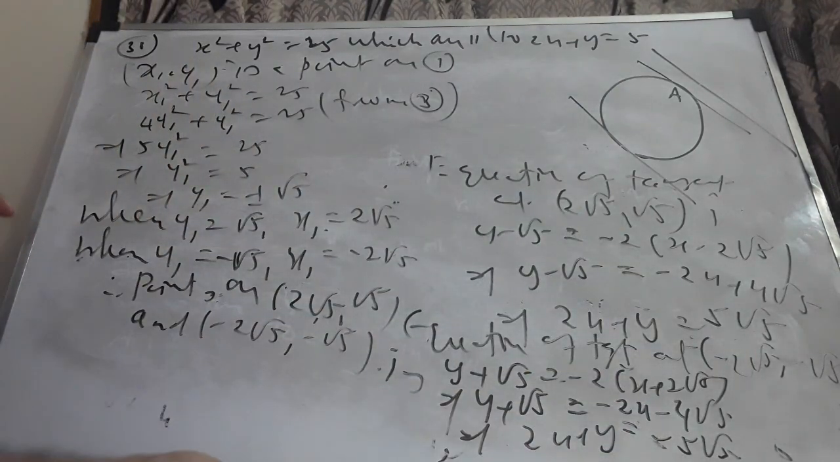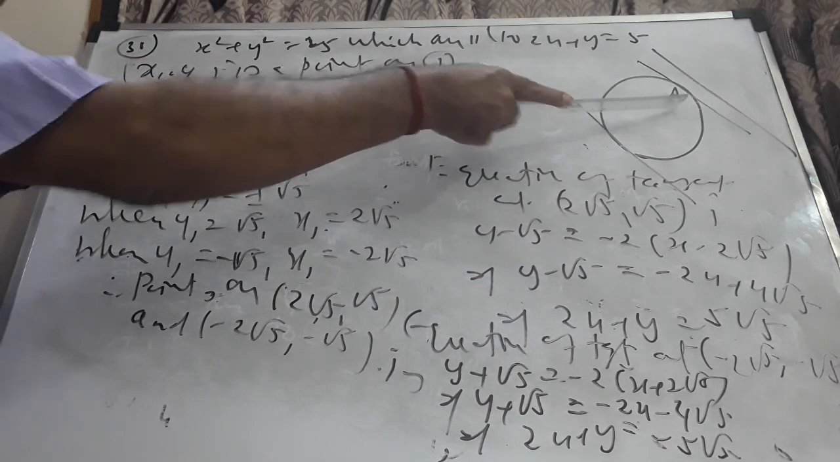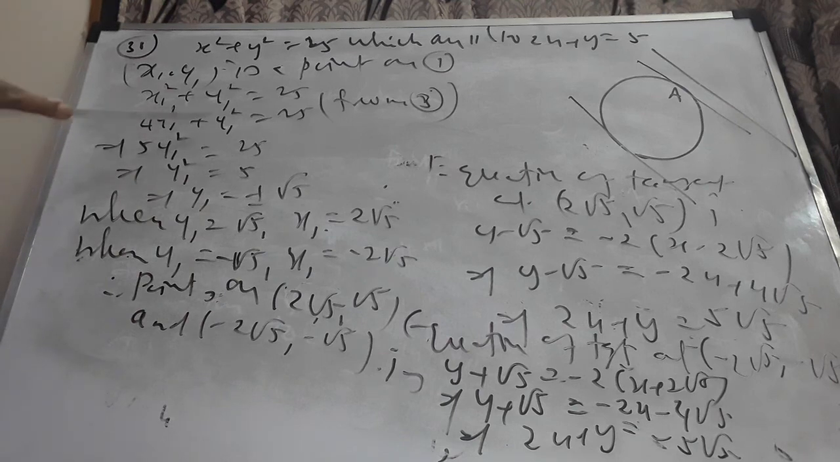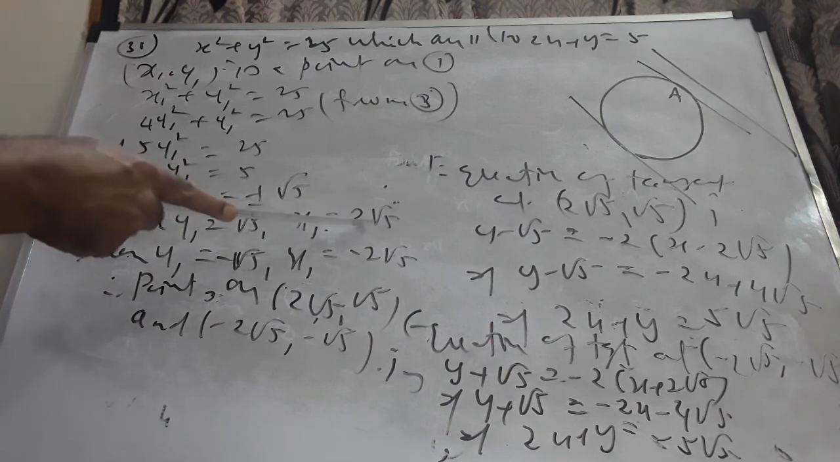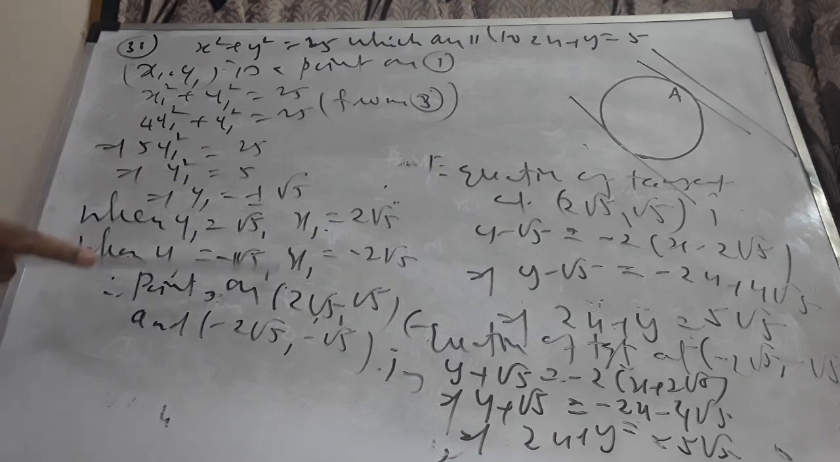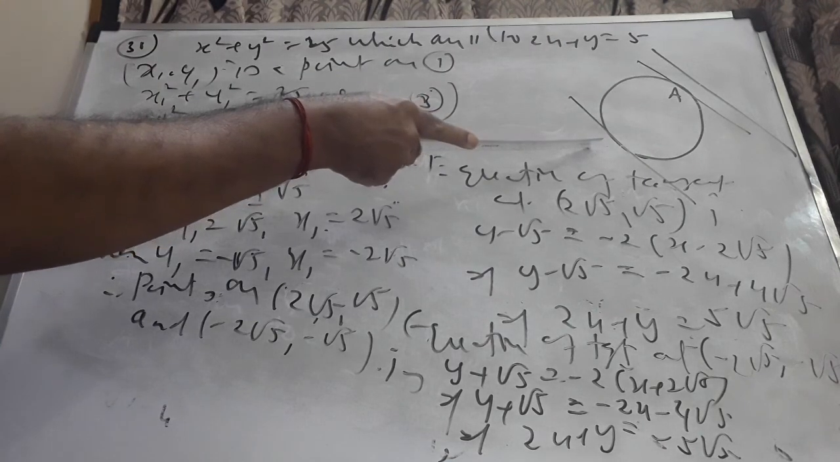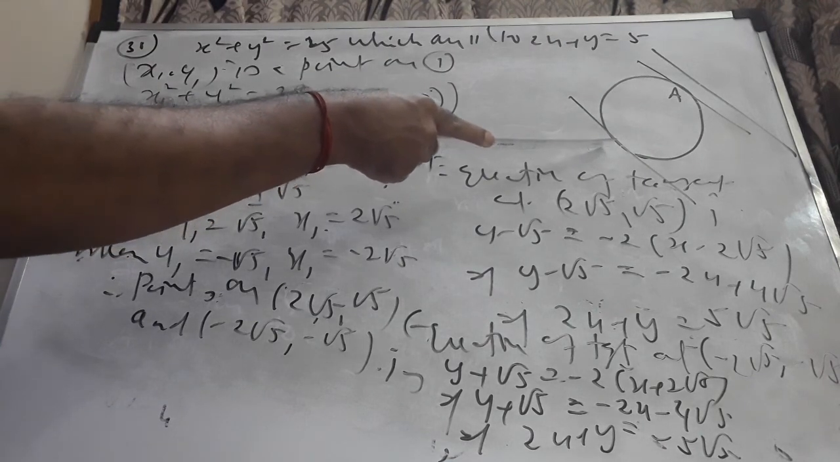Let me just repeat the whole process again. x1, y1 is a point on the curve. Therefore, I will substitute x1 as 2y1. 4y1 square plus y1 square is 25. 5y1 square is 25, y1 square is 5. y1 is plus or minus root 5. When y1 is root 5, x1 becomes 2 root 5. When y1 is minus root 5, x1 becomes minus 2 root 5. I'll get two points: 2 root 5 comma root 5, and the other one minus 2 root 5 comma minus root 5.